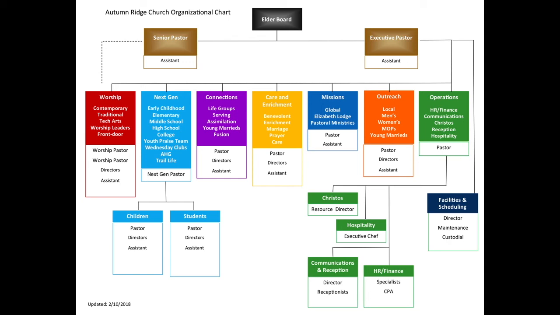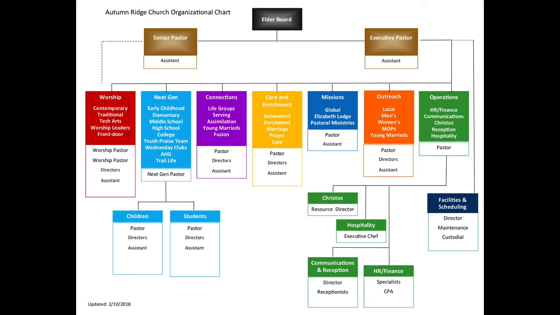Now, the senior pastor, of course, is the person who is working with the elder board and the executive pastor, and overseeing a lot of the worship, because he's heavily involved in that. But the executive pastor is more involved in the day-to-day operations of the church. And you see all types of areas of service: worship and next gen, connections, care and enrichment, missions, outreach, operations, and then those break down. All of that comes under the executive pastor for the most part.